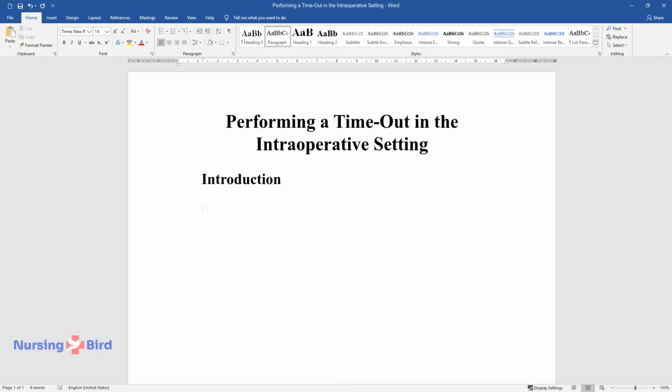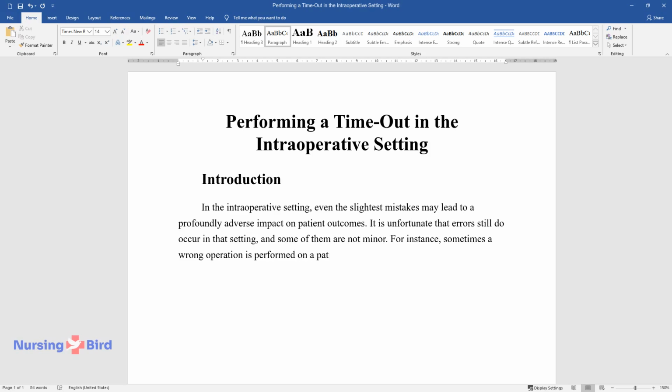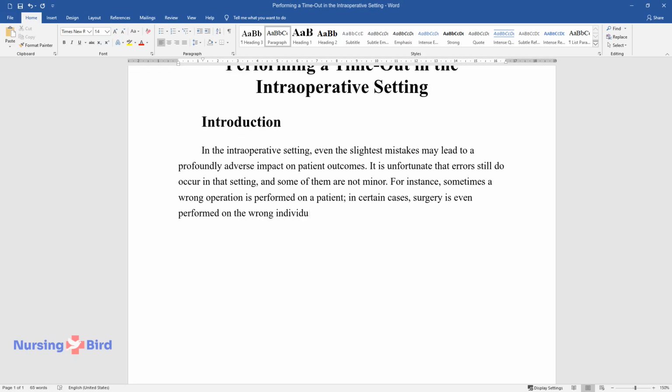Introduction. In the intraoperative setting, even the slightest mistakes may lead to a profoundly adverse impact on patient outcomes. It is unfortunate that errors still do occur in that setting, and some of them are not minor. For instance, sometimes a wrong operation is performed on a patient. In certain cases, surgery is even performed on the wrong individual.